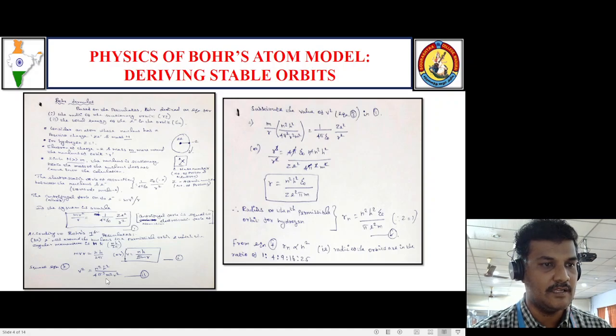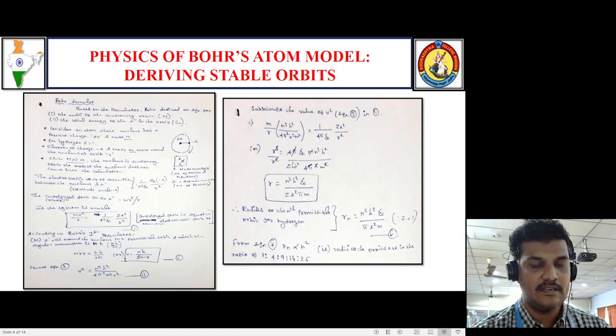When we substitute these values in the first equation, we get m by r into v squared. Instead of this v squared, we substitute n squared h squared by 4 pi squared r squared m squared, which is equal to 1 by 4 pi epsilon naught Z e squared by r squared. When we cancel the terms, finally we get the value of r, the radius of the nth permissible orbit for the electron, which is equal to n squared h squared into epsilon naught divided by Z e squared pi m. So this is the value of the permissible orbit radius Rn.